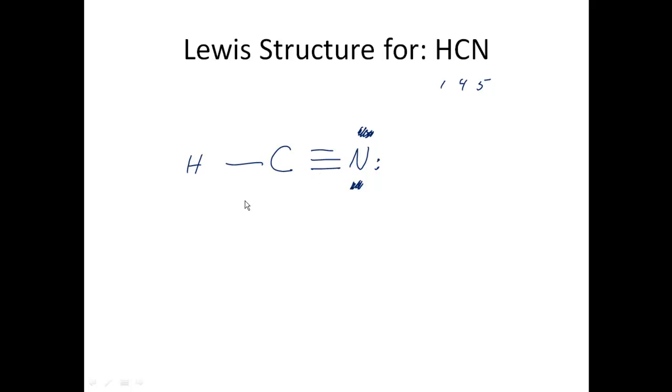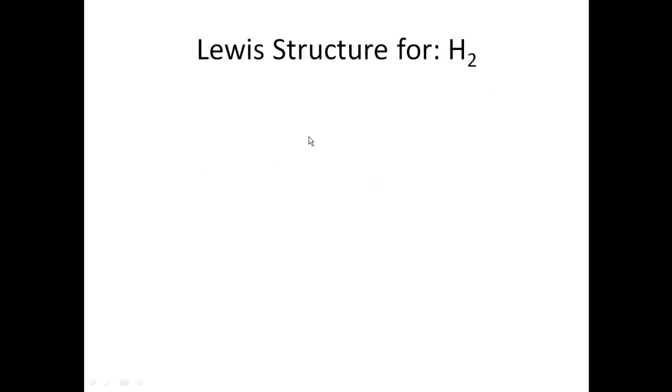Okay, so that's HCN. How about H2? Well, each of the hydrogens has 1, so that's a total of 2. That's real simple. There we go. We're done.